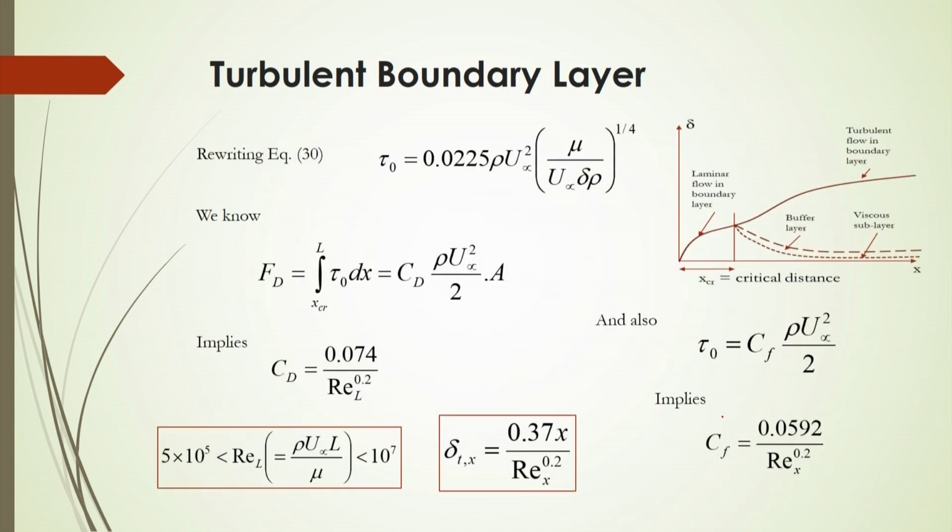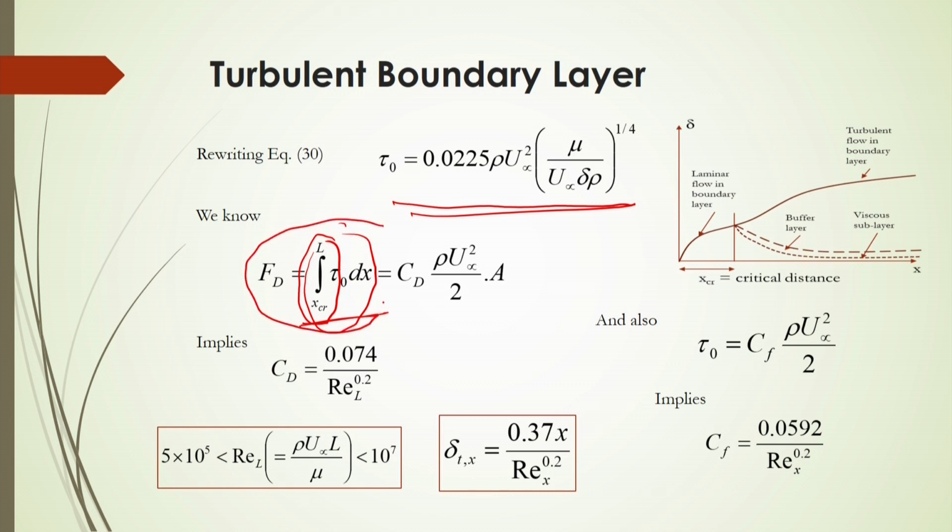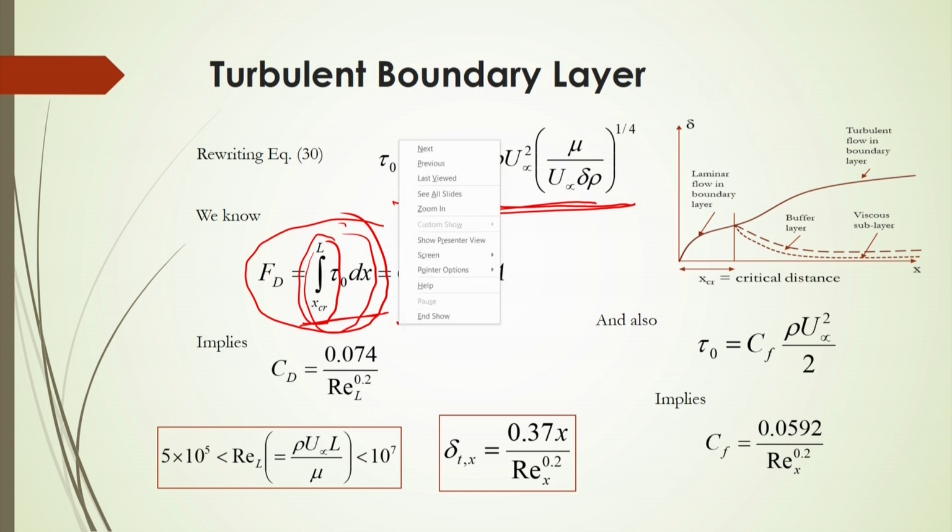Now, rewriting equation number 30, we get tau 0. After substitution of tau 0 and integrating with the limit of x critical to L, because this limit is called the turbulent boundary region, you can calculate the total drag force. So, after substitution of tau 0, you can have the total drag force there.